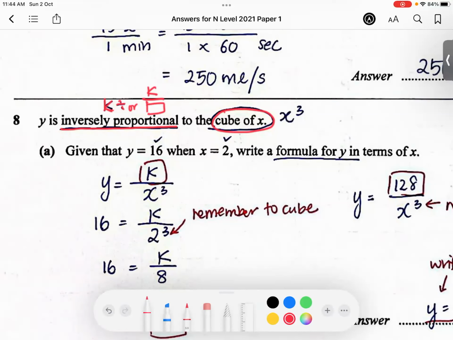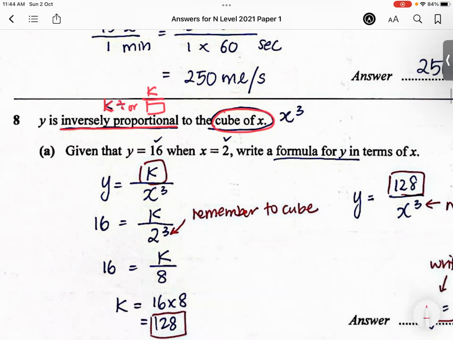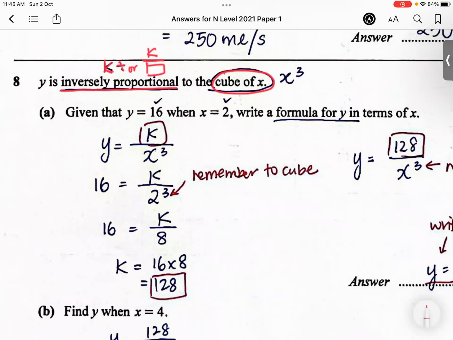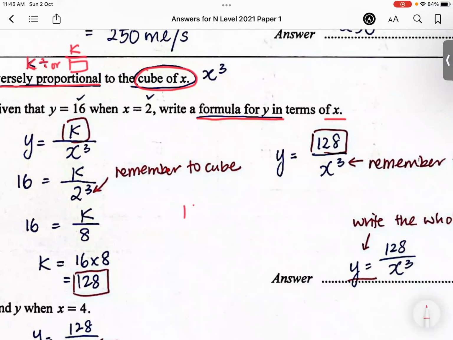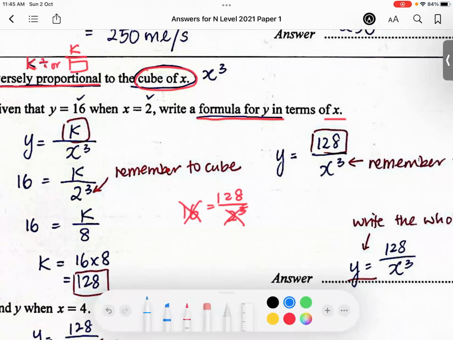Given that y is equals to 16 and x is equals to 2, you know certain numbers, so plug them inside my equation. The purpose is to find k. After I find k already, the question says, write a formula for y in terms of x. Now, some students may automatically write it as 16 equals to 128 over 2 cubed. This is not correct. Why is this not correct? Because the question says they want y in terms of x. If I write it this way, there is no y and there is no x at all. So in this case, this is not the correct answer.